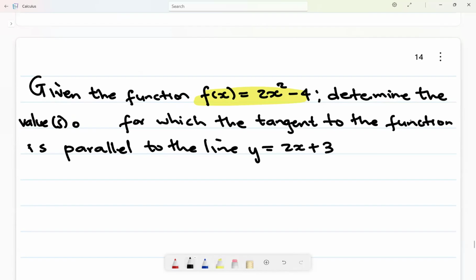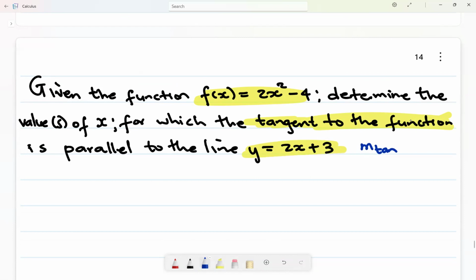Find the value or values of x for which the tangent. Can you see, we are told that the tangent to the function is parallel to the line y is equal to x. Now we are told that the tangent is parallel to the line, this one.